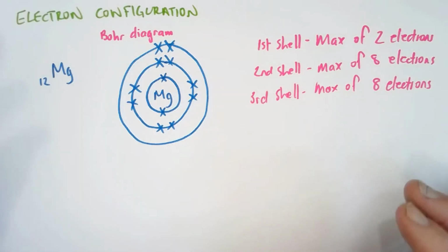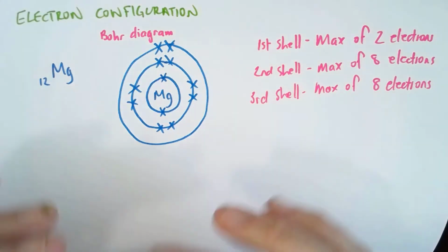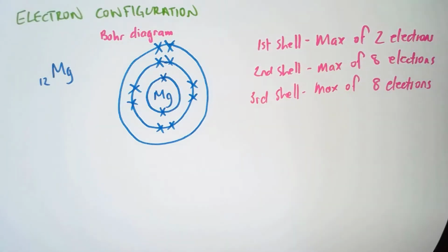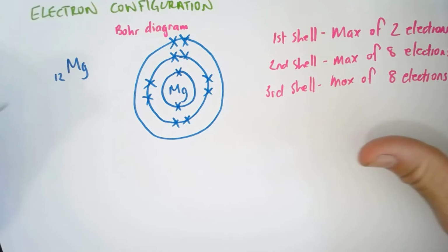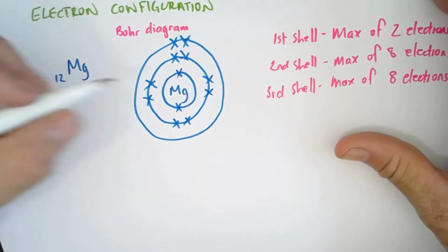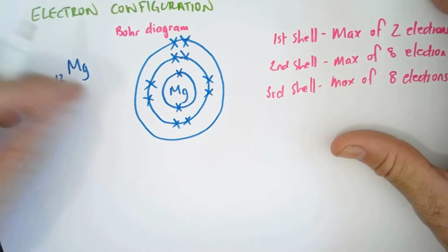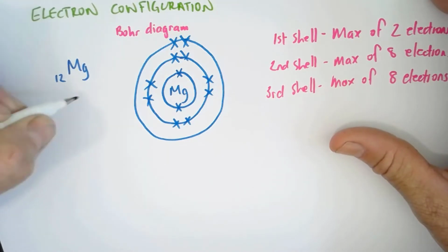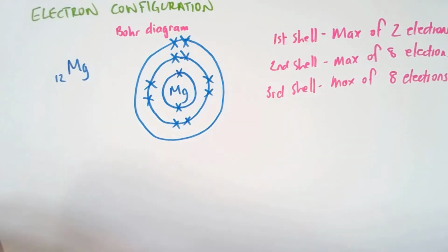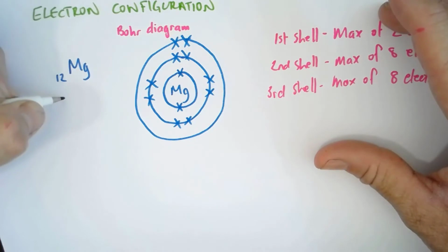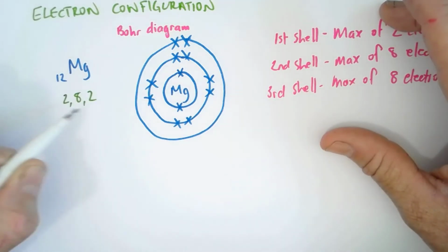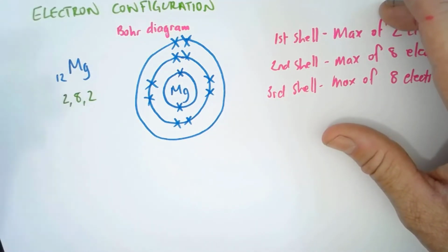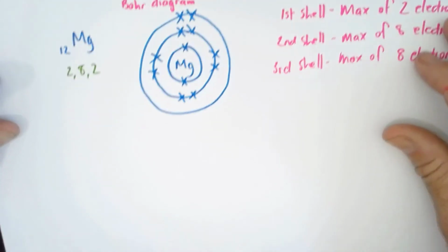So I'm going to show you another Bohr diagram. I'm going to also show you another way of being able to represent this. That's a shorthand, if you like. So what we can do is just draw or write the electrons in each of the shells without drawing the diagram. So magnesium would be 2, 8, 2. So that's very much an easier way of doing it. So let's go through and do a few more.